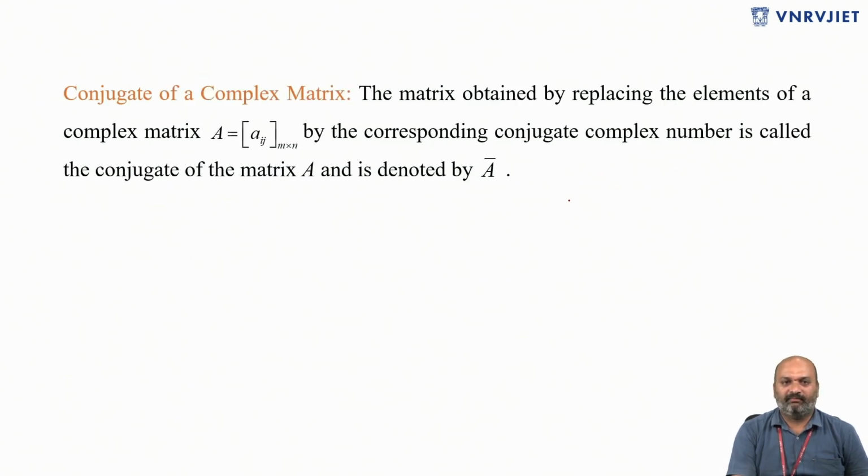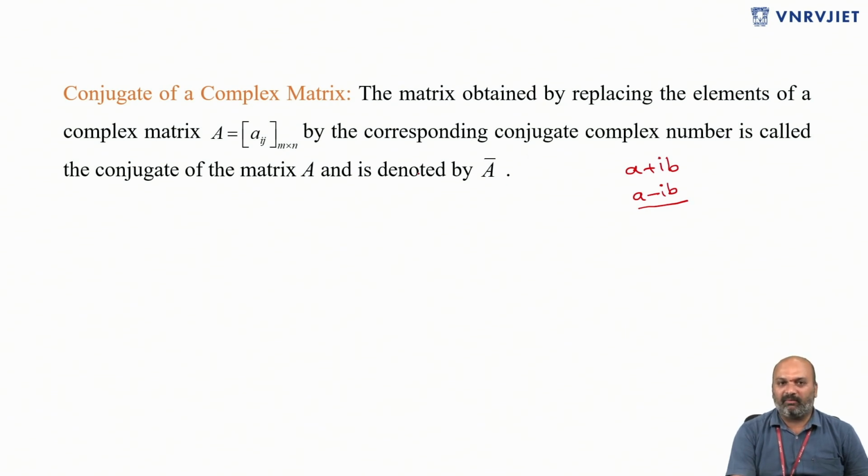Okay. Now, let's see the conjugate of a complex matrix. Suppose you have a complex number of the form A plus iB. The conjugate of a complex number is obtained by changing the sign of the imaginary part. The imaginary part is here B. Its sign here is plus, replace it with minus. We get A minus iB, which is the complex conjugate of A plus iB.